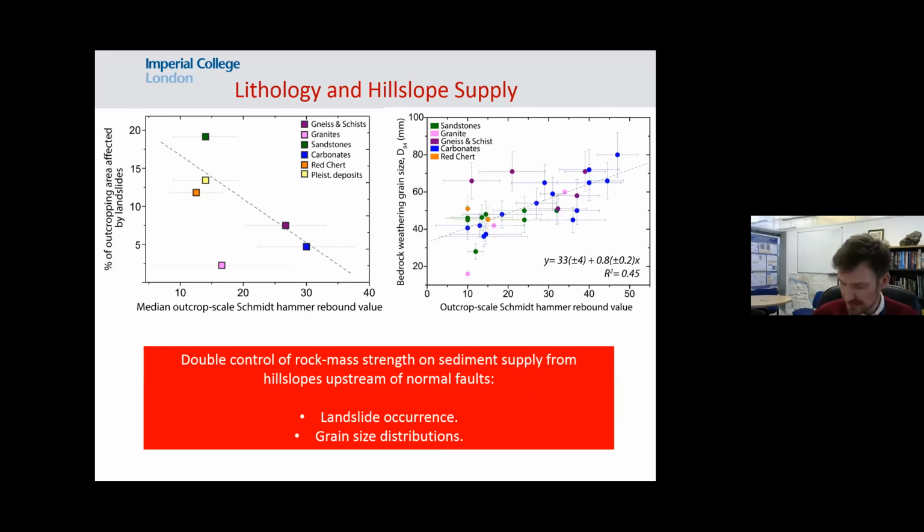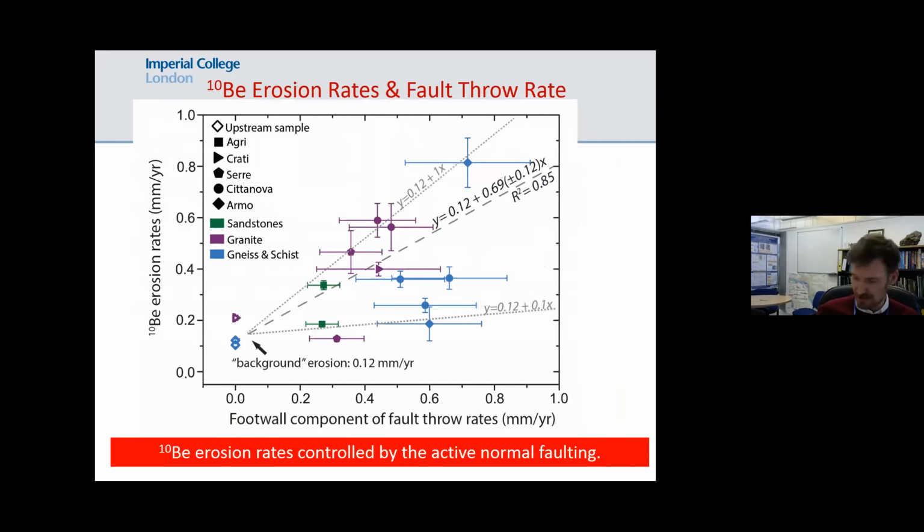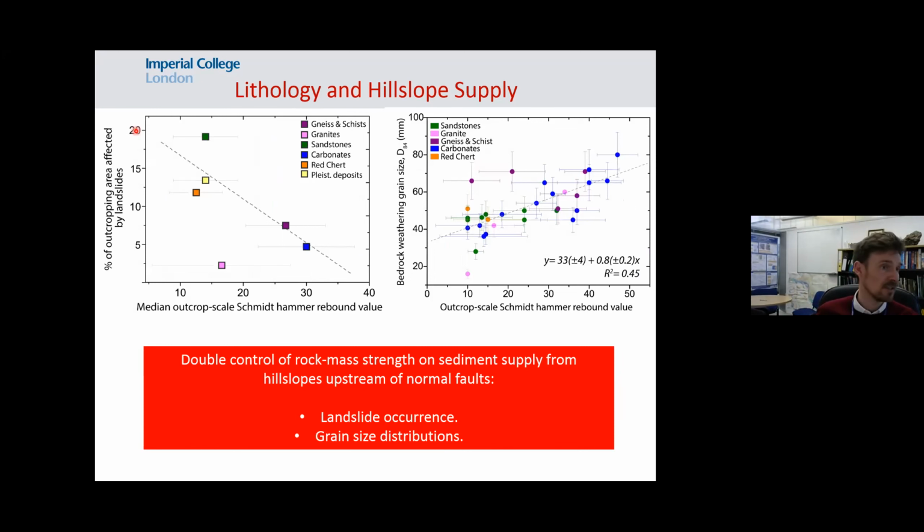Now, of course, we also ended up showing that if you considered the percentage of outcropping area that had landslides, that also scaled with the rock type and the uniaxial compressive strength of the rock, here measured in terms of the Schmidt hammer rebound value. So we ended up arguing there's a dual control of rock mass strength on sediment supply from hill slopes upstream of normal faults, both in terms of where the landslides occurred, but also in terms of their grain size distribution.